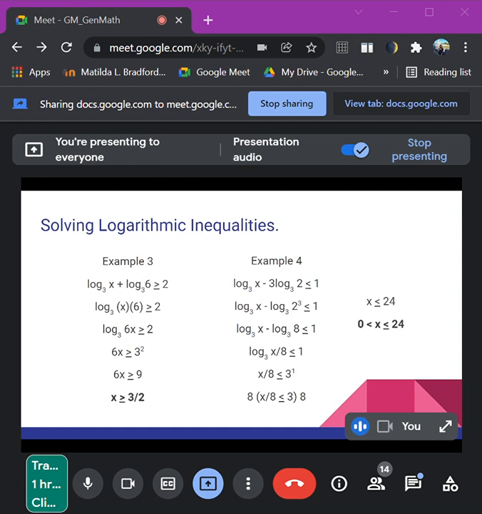Okay, so far, any questions? Clarifications, violent reactions for solving logarithmic inequalities. Wala ra?